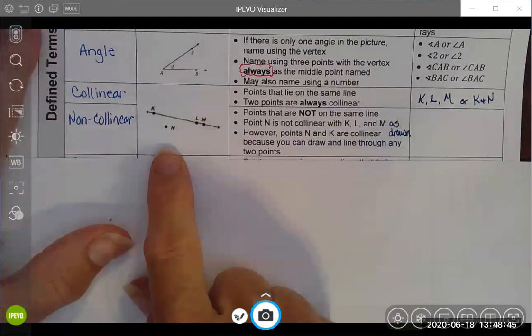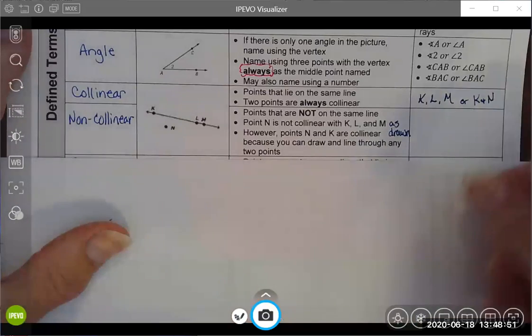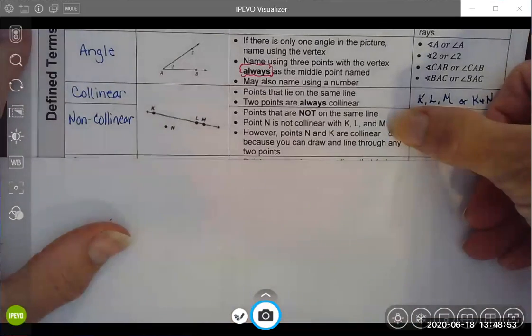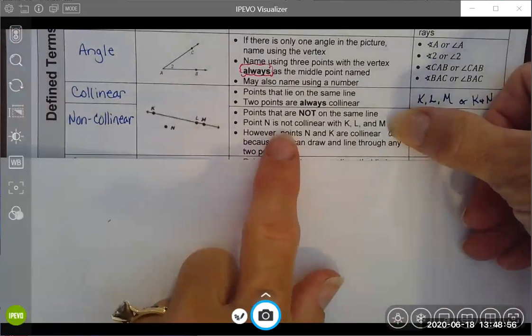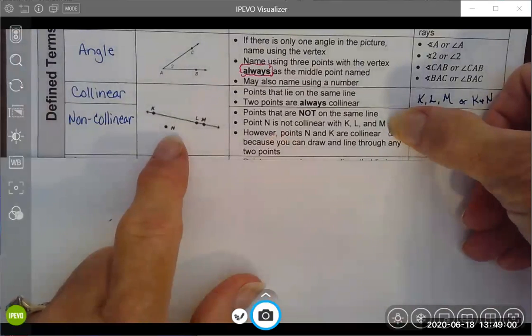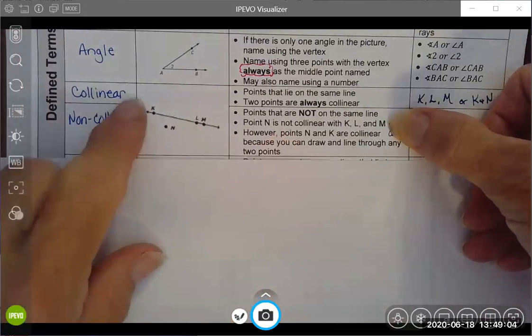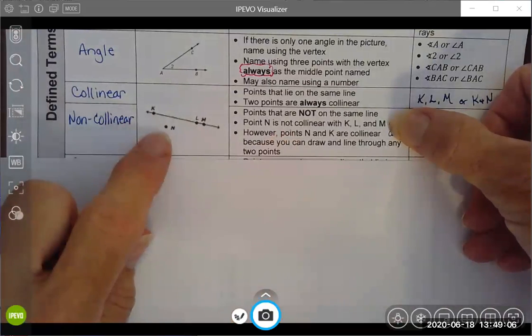Because we have collinear, we can also have non-collinear. Non-collinear are points that do not lie on the same line. So in this particular case, point N is not collinear with the set of points K, L, M, but because any 2 points can make a straight line, K and N by themselves are collinear.